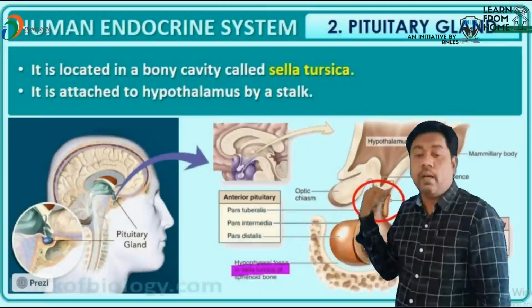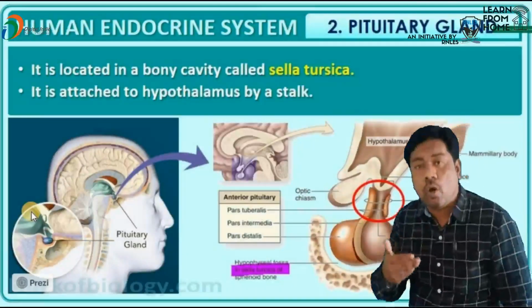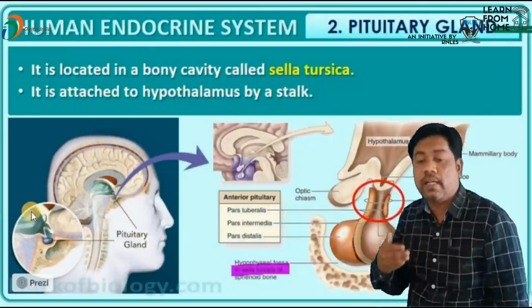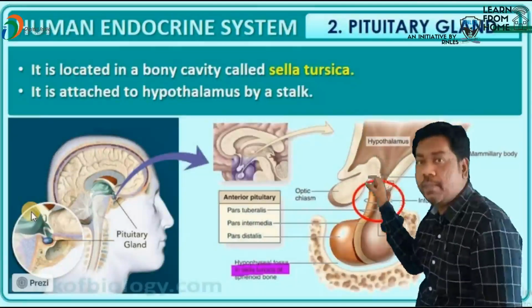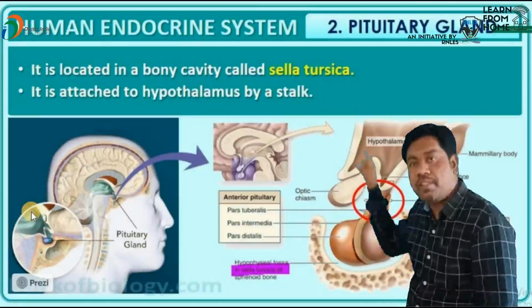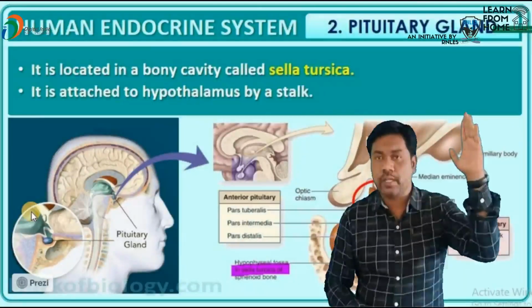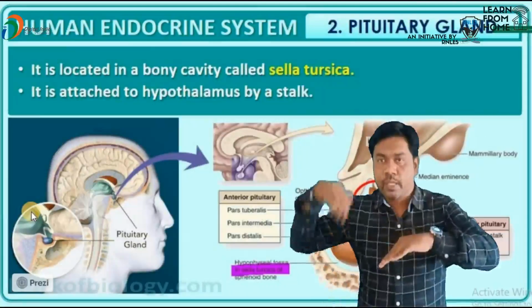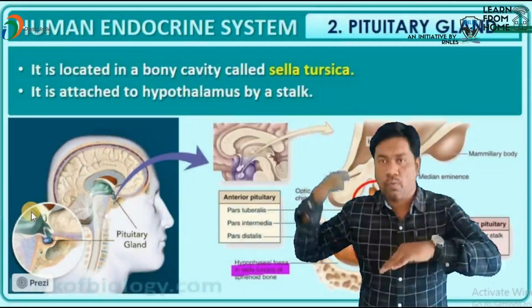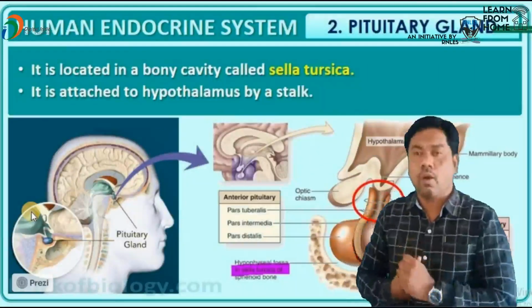And the next one is the posterior pituitary. That posterior pituitary, beta, originates from the next part, that is the roof of the hypothalamus. It forms the neurohypophysis or posterior pituitary. This is very important for the competitive examination. The anterior pituitary is produced from Rathke's pouch, an outgrowth of the oral region, and the posterior pituitary is produced from the roof of the hypothalamic region, right? This is very important for the competitive examination.